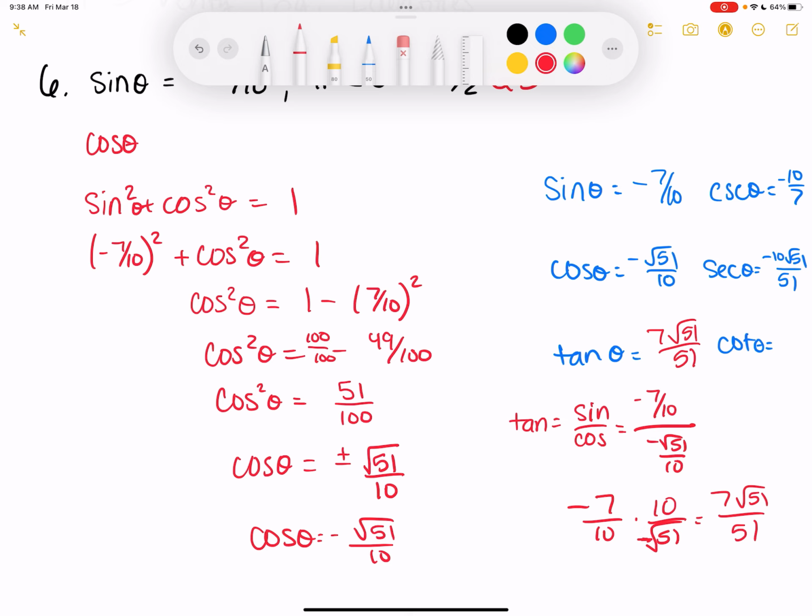Okay, cotangent, all you have to do is flip it. You could also do cosine over sine and follow the same procedure, but you can just flip it over. So this was 7 over the square root of 51, so it's just the square root of 51 over 7.